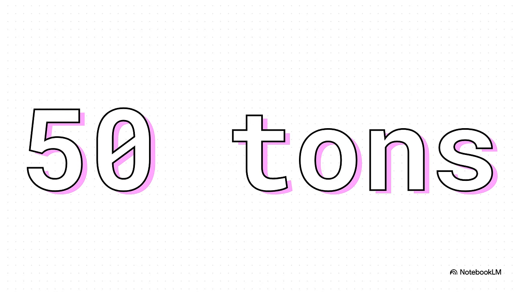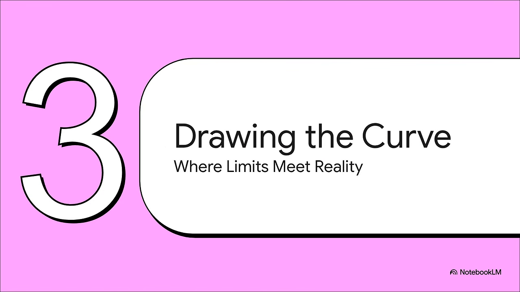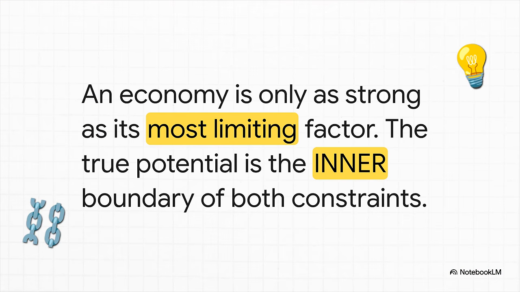Okay, so now we've got 2 different sets of limits. We have this limit based on our workers and a totally different limit based on our machines. But a real economy doesn't get to pick and choose which rule it follows. It has to respect both of them at the exact same time. So how do we put them together? This really gets to the heart of it. An economy is only as strong as its weakest link, or in our case, its most limiting factor. Our true potential isn't what the workers could do or what the machines could do. It's the combined limit of both. At any given moment, we're held back by whichever resource we run out of first. And that combined limit, that inner boundary, is our real production possibility curve, or PPC.